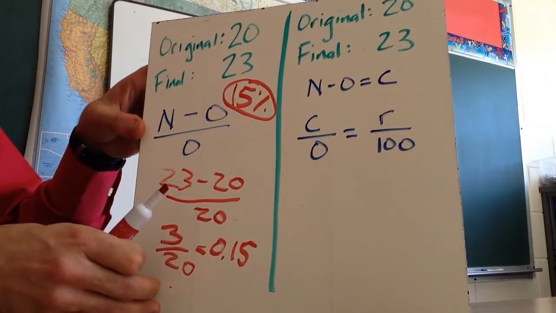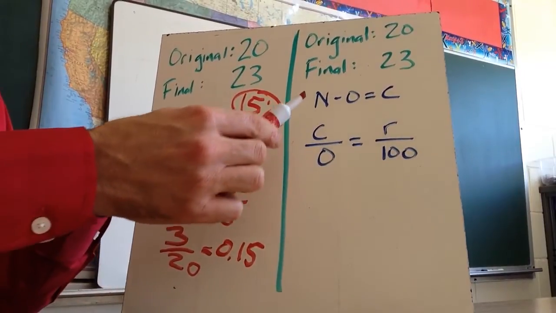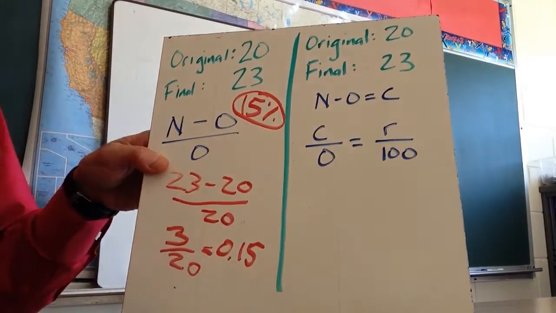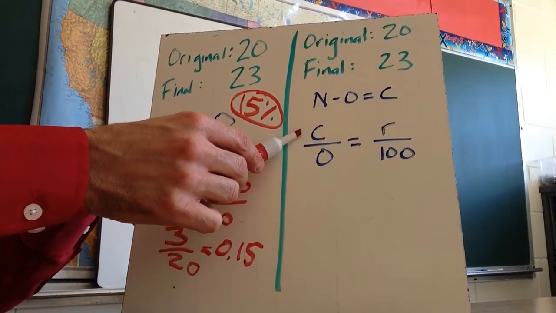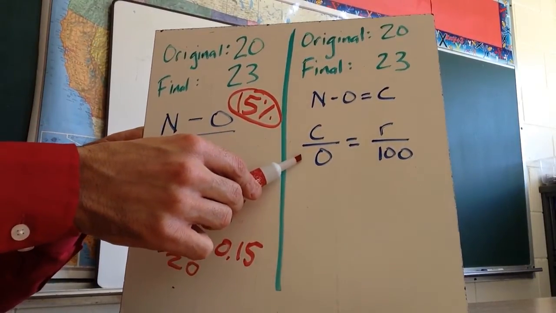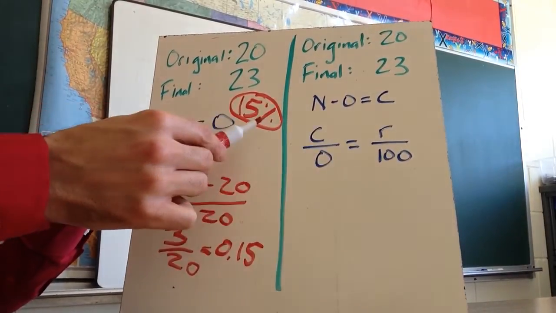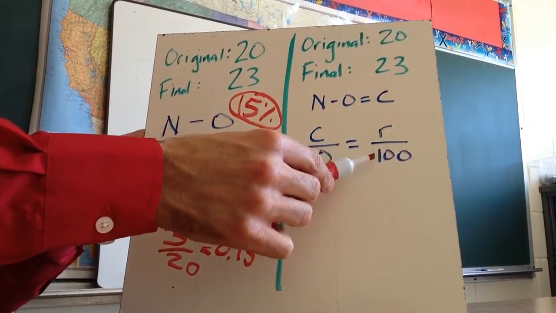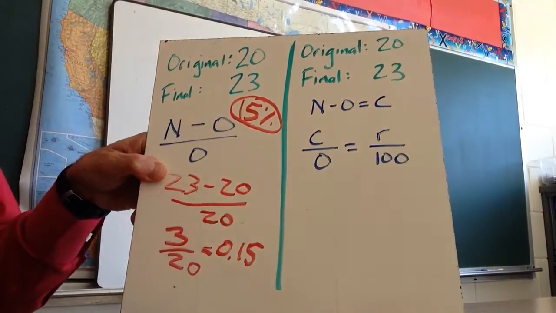Some people will write that as a negative, some people will just write it as a decrease. Now, obviously this is the same problem, so I should get the same answer, but the way one would solve this is new minus original gives me my change, and my change is going to be the numerator of this fraction. The original will be the denominator. The rate of change, which is what I'm looking for, is going to be r, and it's all over 100. So this fraction will not change when you're setting it up.